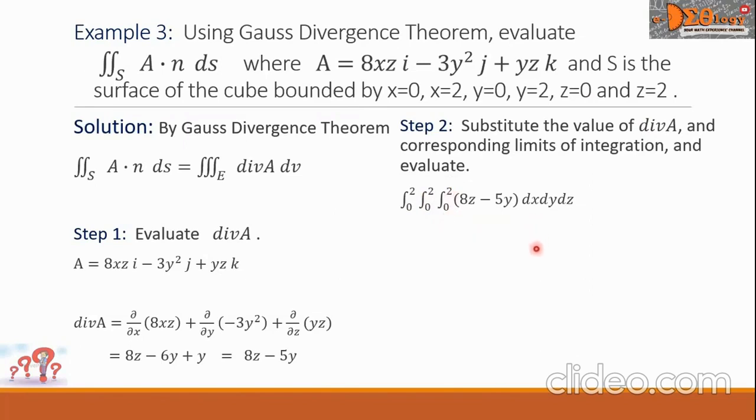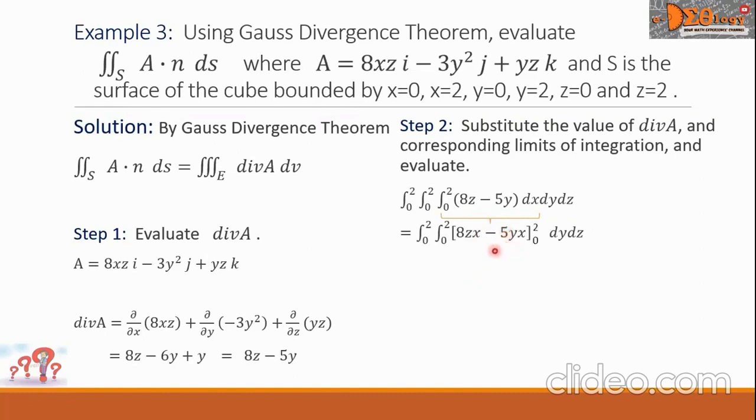Now, let us begin the integration, starting with the innermost integral. So the integral of 8z with respect to x is 8zx minus integral of 5y with respect to x is 5yx.